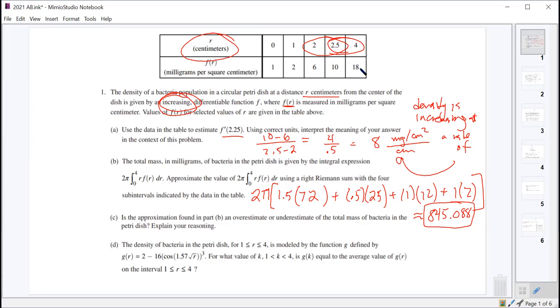Just because these values are increasing doesn't mean that it's an increasing function. They could be going down in between, but it says that it's increasing, so we know it's increasing. Also, R is getting bigger, and F of R is getting bigger. You multiply those together, that's getting bigger. So the function that we're integrating is increasing. So a right rectangular approximation is an overestimate.